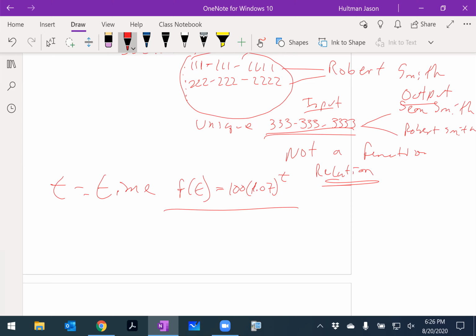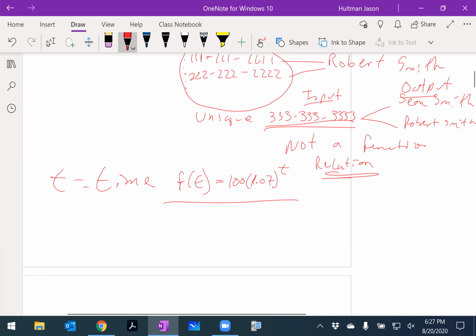Now can I have output values not be unique? Sure. I could make $2 on March 5th, 2005, and I could make $2 on March 7th, 2009. It doesn't matter that the outputs are the same. What matters is that the inputs are different. Okay, so that's the main idea there.